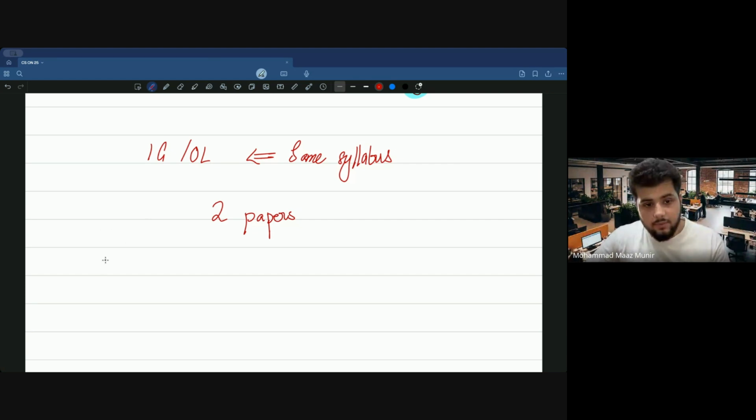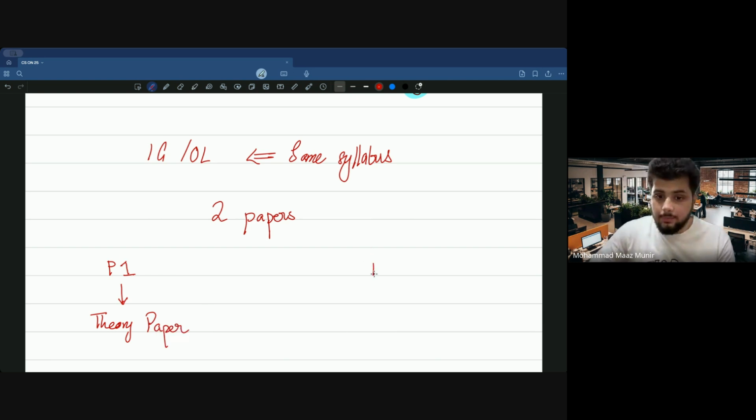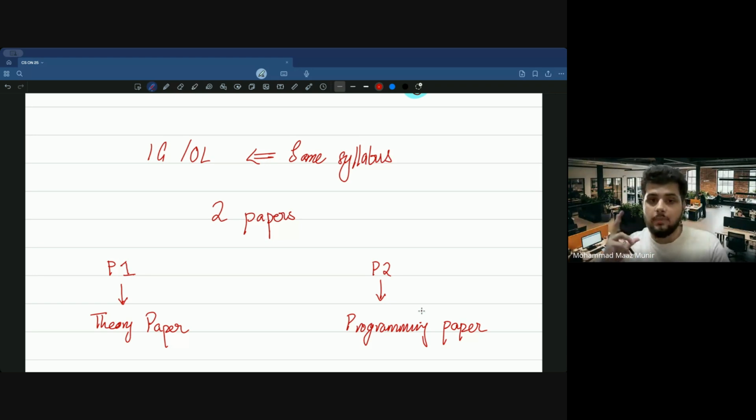The first paper, which we refer to as P1, is basically your theory paper. We will be referring to your P1 as the theory paper. And then you have P2, which is basically your programming paper. Now, it's important to understand that when I say programming, we won't be learning any sort of programming language. That is a big question which many people have in their mind, whether we will be learning any programming language or not.